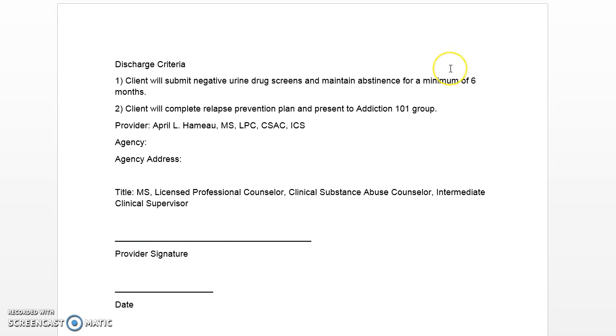So the majority of this information is gathering together everything we've done over the course of the course, and you are going to be compiling all of that information into the discharge summary. If you have any questions, please let me know.